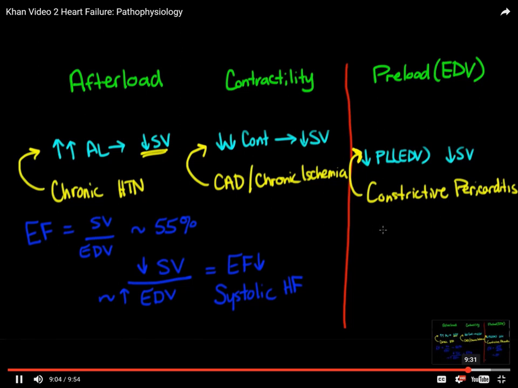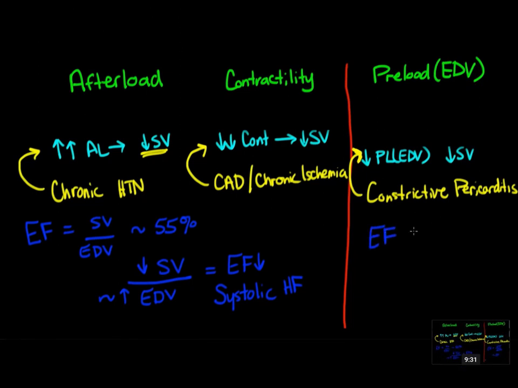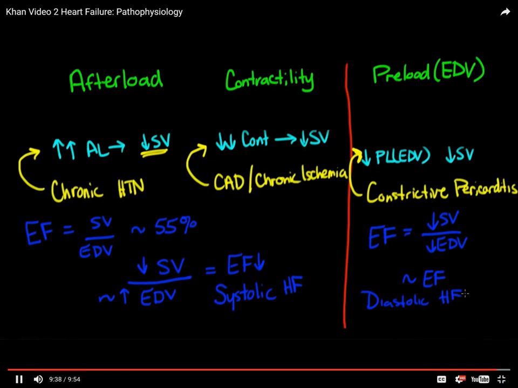Now, if we go over to the preload side, the ejection fraction here will be different. And so you have a decreased stroke volume, but you also have a decreased preload or end diastolic volume. And so if both of those decrease the same amount, you actually have no change in ejection fraction. And this is called preserved ejection fraction heart failure, or diastolic heart failure. So I hope that by watching this, even though there are a lot of variables and a lot of equations.